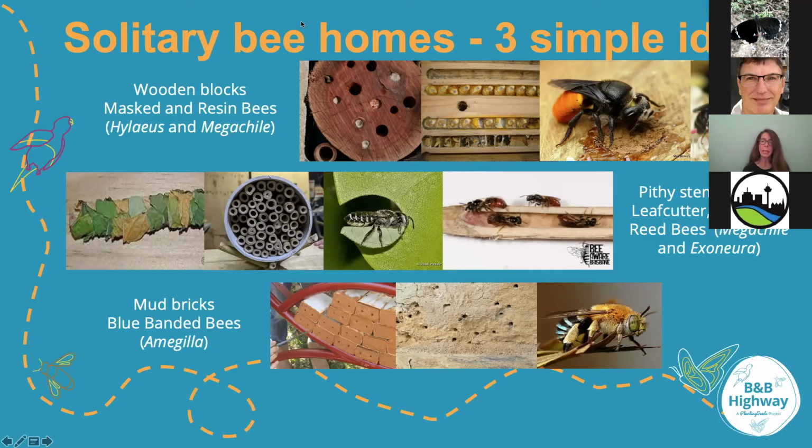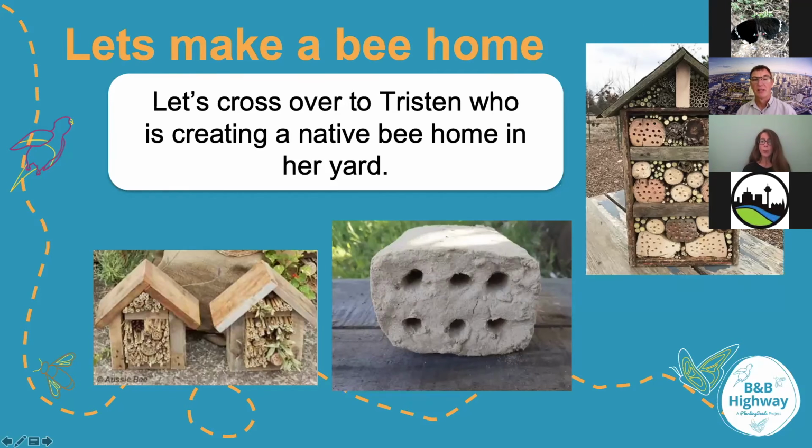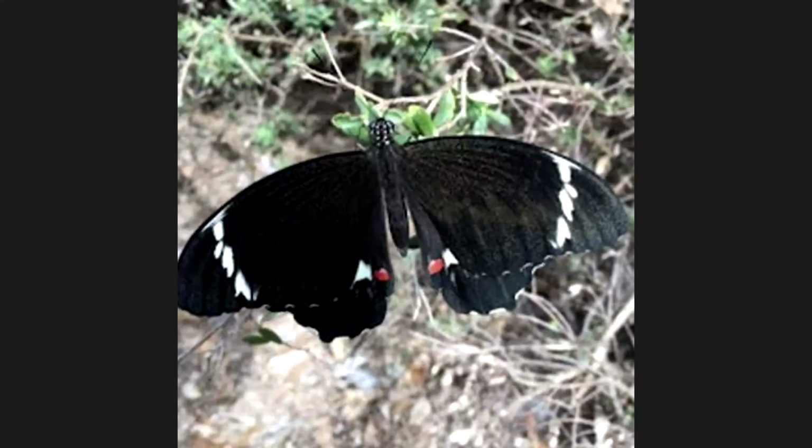So it tells me we need to be thoughtful about not always covering all the ground around us, because then we can provide opportunity for a lot of these solitary native Australian bees to make their homes. So here we go. Over to you, Tristan. I'm so excited to see what we're going to be making with you, which type of Australian native bee we're going to make a home for.